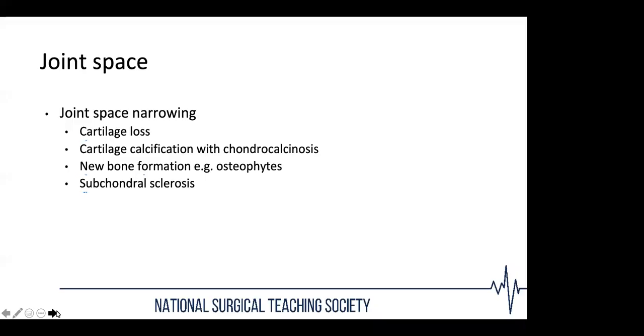So continuing with our acronym, as part of alignment, we also need to assess the joint space. It's really important to carefully look at the joint space and identify changes such as joint space narrowing. Now, this can be due to cartilage loss, cartilage calcification, for example, with chondrocalcinosis, or new bone formation with osteophytes. Subchondral sclerosis, which is increased bone density, can also be present along joint lines in patients with osteoarthritis. And you guys may have come across this when you were revising for finals, or if you're still revising for finals, and it's the LOSS acronym to review osteoarthritis changes on a plain film.